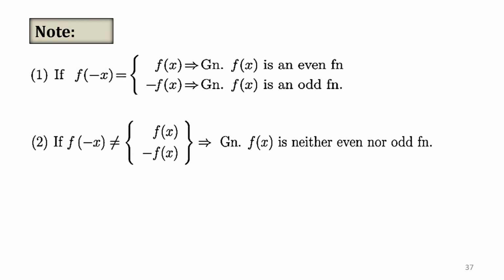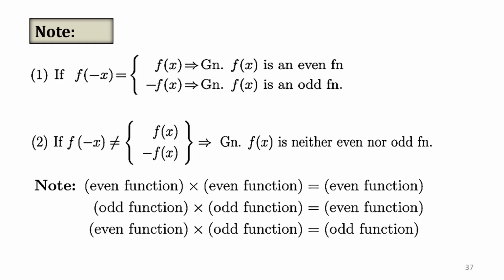If I substitute f of minus x and get f of x, the given function is an even function, and if I get minus f of x, then the given f of x is an odd function. Simply remember: f of minus x equals f of x gives an even function. If f of minus x equals minus f of x, you get an odd function. And if f of minus x is not equal to f of x or minus f of x, then the given function is neither even nor odd.